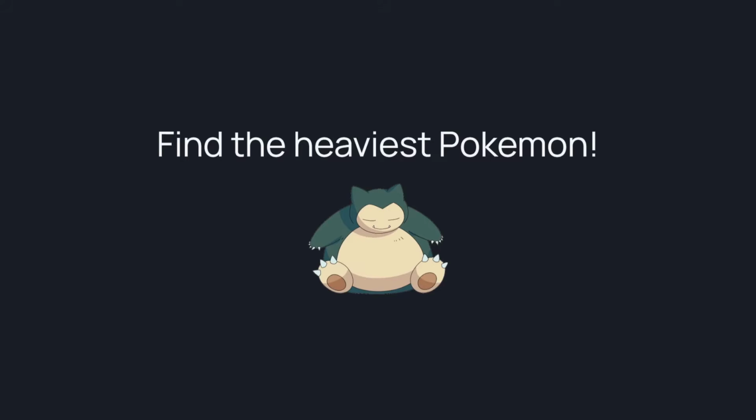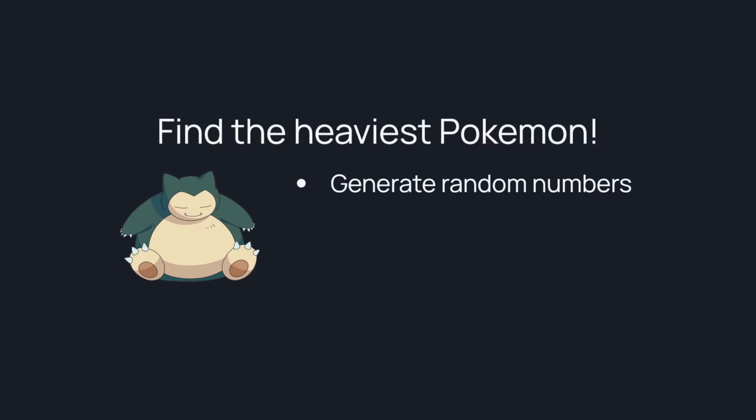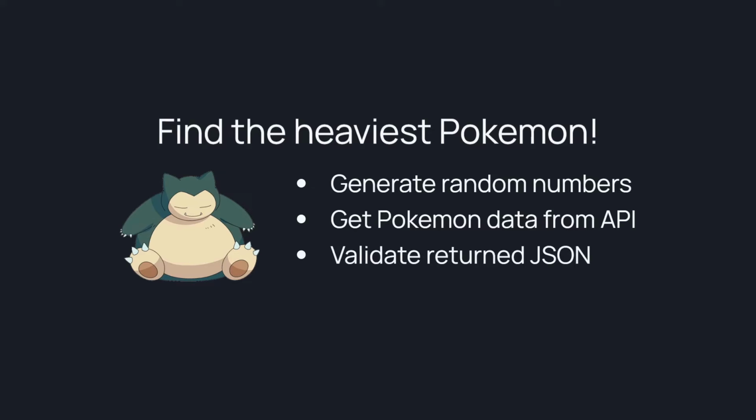And that's all that we need to get started on the example program we will make and then improve over the rest of the video. Our program will look like this. First, we'll generate some random numbers. Then, using the numbers as IDs, we'll get information about the Pokemon with that ID from an API. Next, we'll validate the returned JSON. And finally, we'll calculate the heaviest Pokemon and log it. Our program will start simple but naive, and we'll add robustness bit by bit.